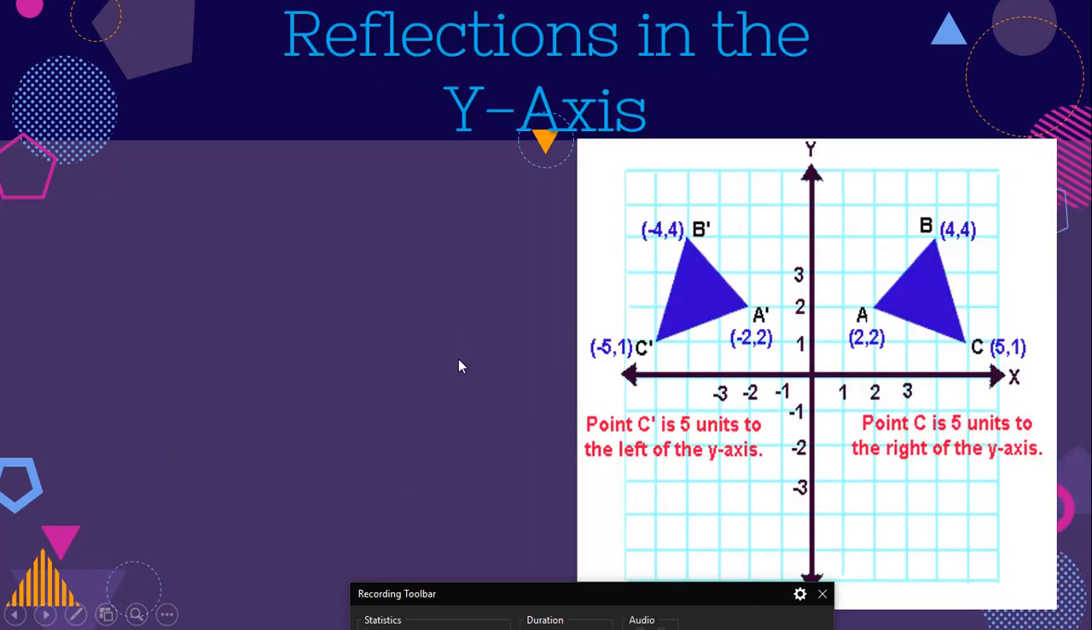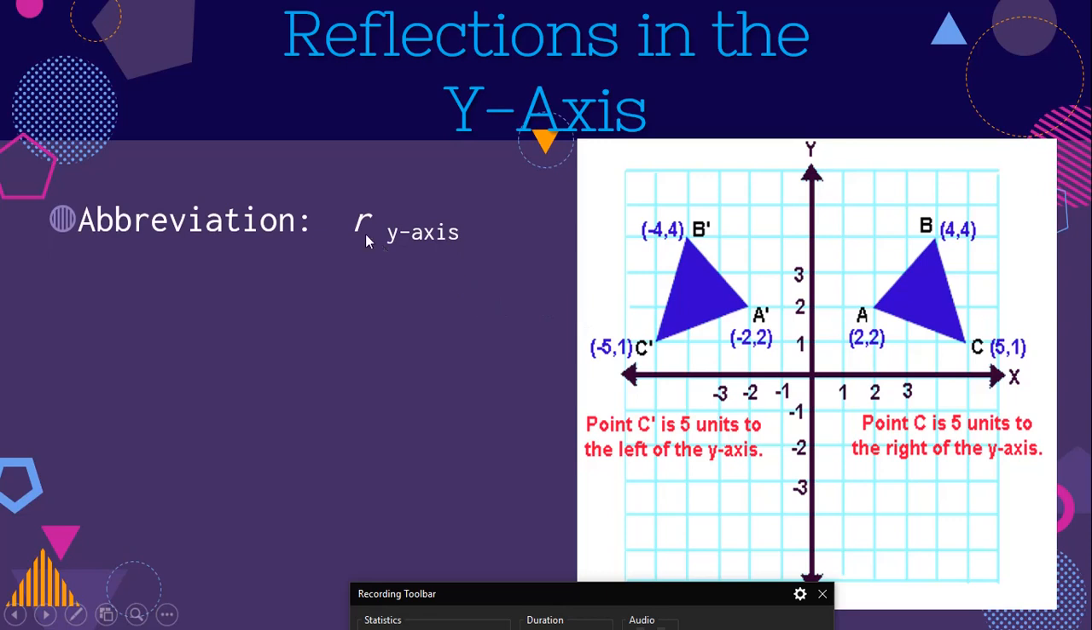In this lesson, we're also going to reflect in the y-axis. That's our vertical line. So again, A was at (2, 2), and it went to (-2, 2). B was at (4, 4). Now it's at (-4, 4). So hopefully you're starting to see a pattern here.